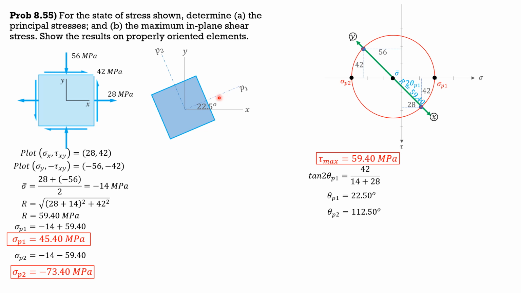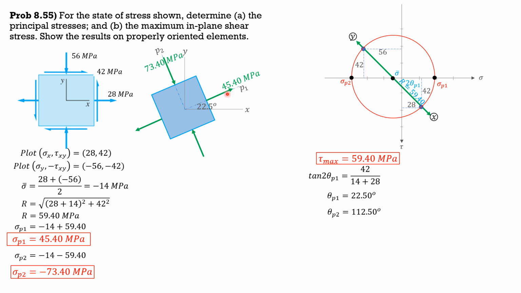Then on the principal axis 1 acts tension 45.4 megapascals. Then from the x-axis 112.5 degrees counterclockwise, acts compression 73.4 megapascals, and there's no shear stress because we show the principal axis. On this axis here, where the stress is normal stress and the in-plane shear stress is maximum, this axis here, positive.